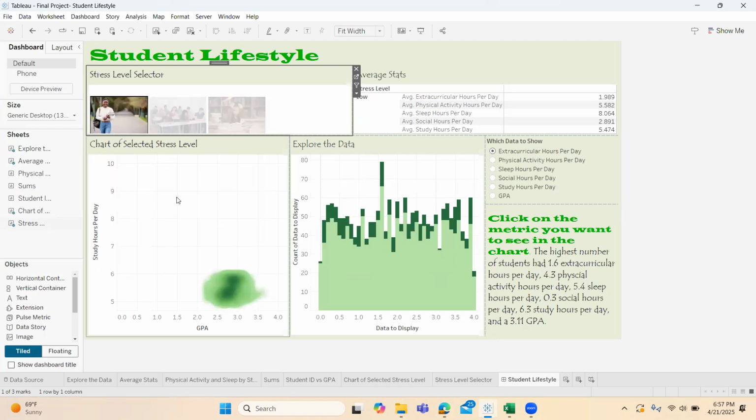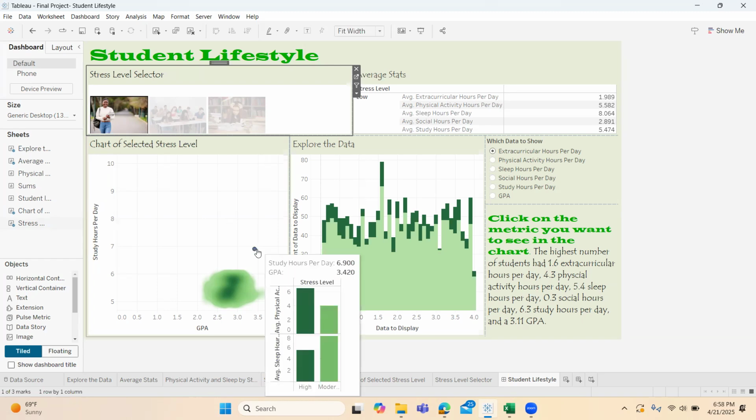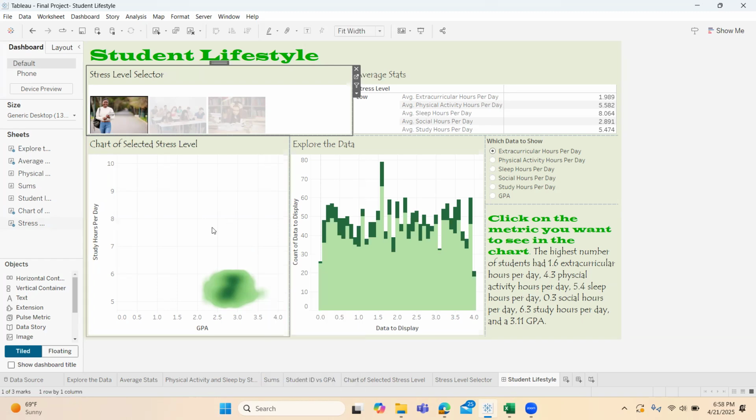This is the chart of, depending on the different stress levels, the GPA and study hours. So in this data, what I found was that GPA, study hours, and sleep hours were the only variables with kind of high correlation.